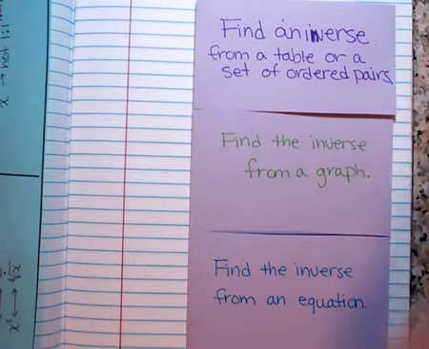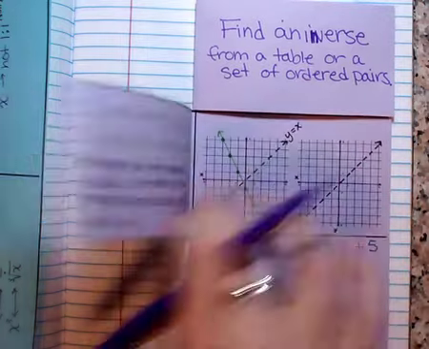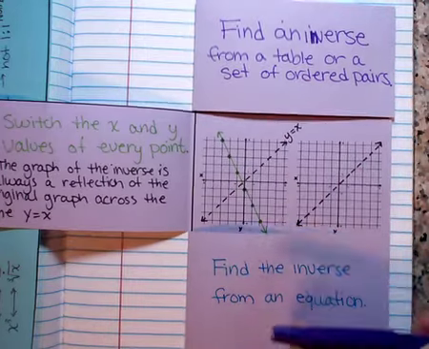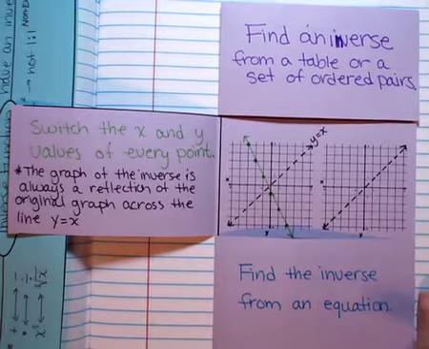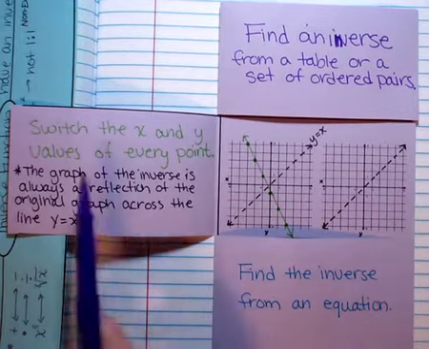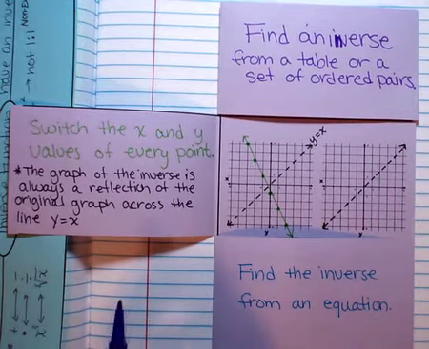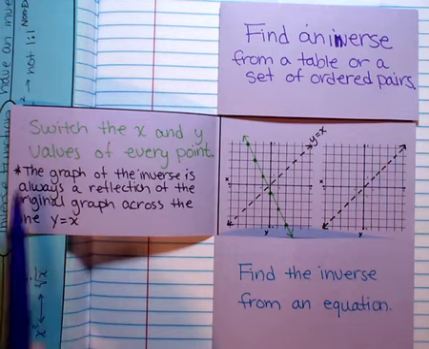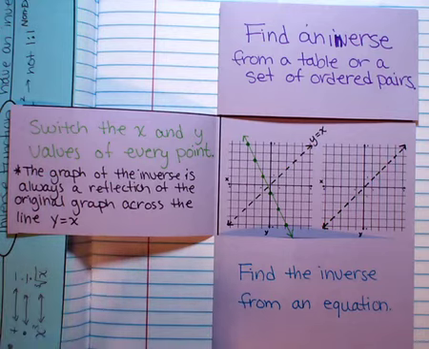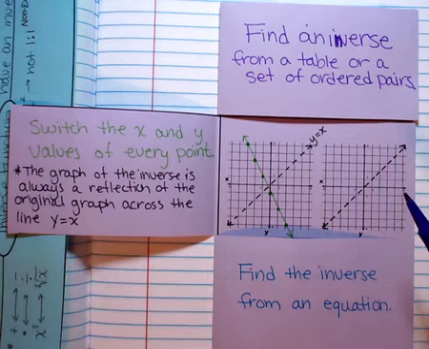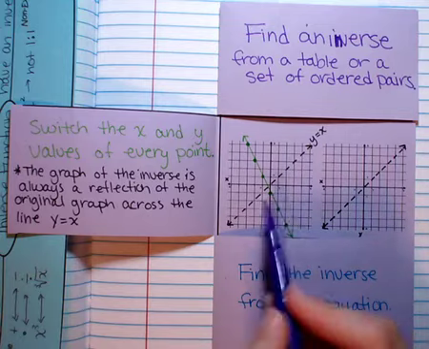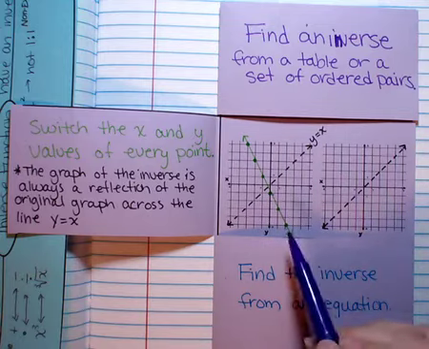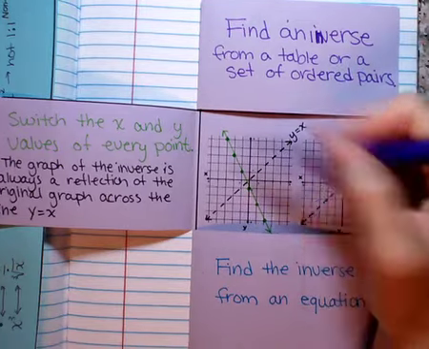We can also find the inverse of a function from a graph. And to do that, we're again going to switch every x value and y value from every point. And there's a side note here that I want you to make sure that you understand. It's that the graph of the inverse is always a reflection of the original graph across the line y equals x. So for example, we have this function that is a line.